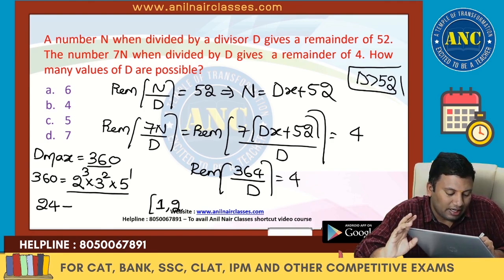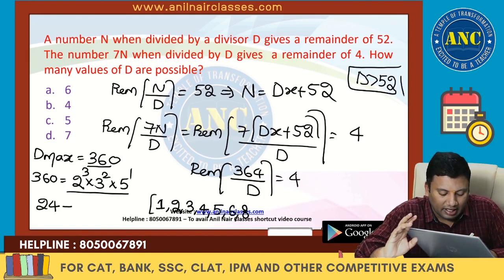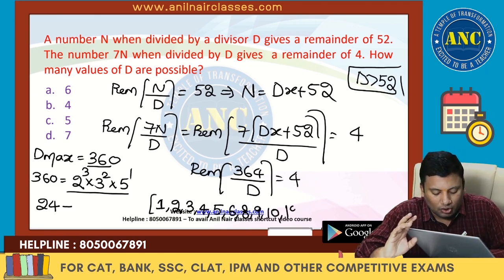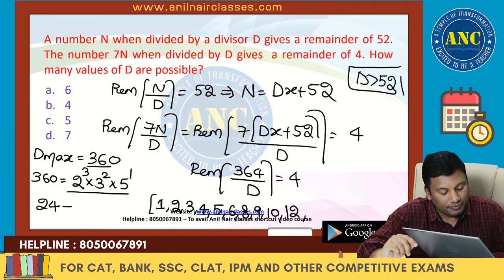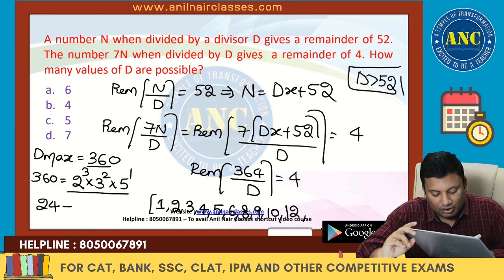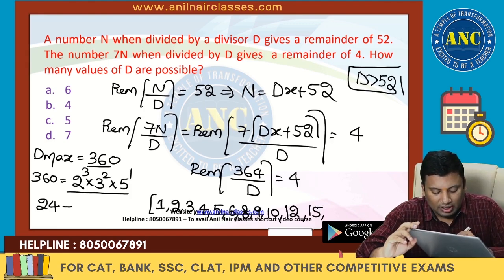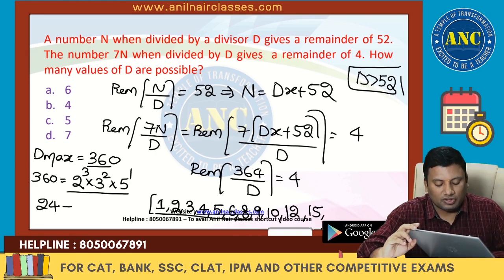1 I will eliminate, 2 I will eliminate, 3 I will eliminate, 4 I will eliminate, 5 I will eliminate, 6 I will eliminate, 8 I will eliminate, 9 I will eliminate, 10 I will eliminate, 12 I will eliminate. Next one, right? 15 I will eliminate. Now, if I am eliminating these, from here you will get all the other possibilities, sir.